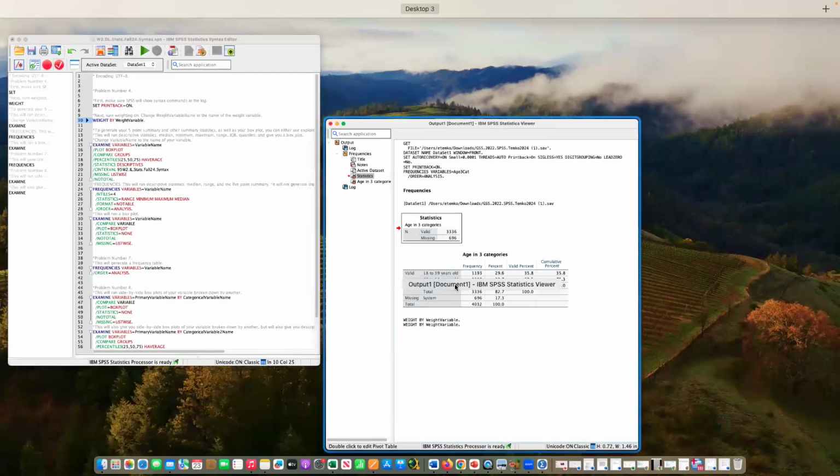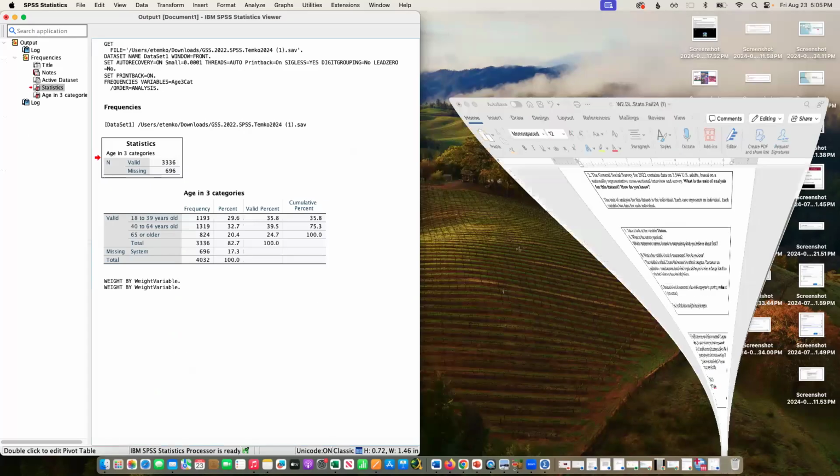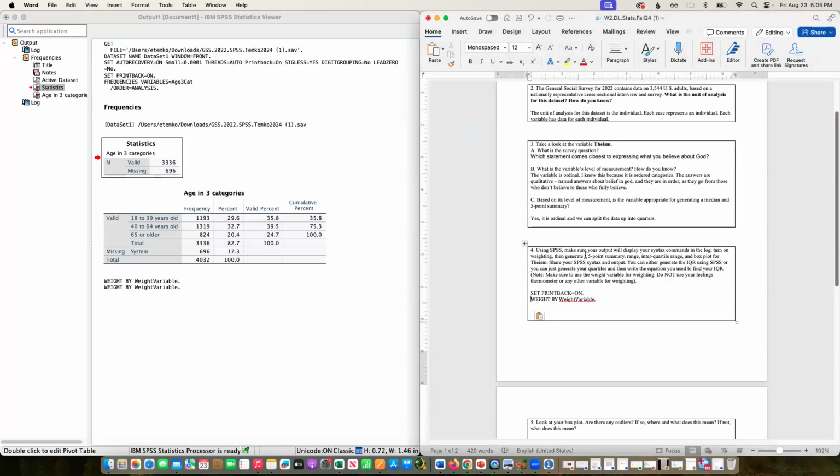Okay, so next, it says, now generate a 5-point summary, range, interquartile range, and box plot for theism. You can either generate the interquartile range using SPSS, or I can generate my quartiles and then write the equation. So I could do the third minus the first quartile, the upper quartile minus the lower quartile. And it says, okay, so weighting's on. So a couple ways to do this.